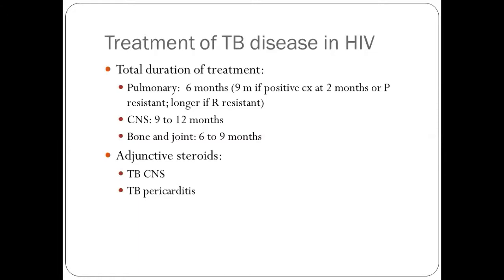Now, when we're dealing with a patient who has CNS tuberculosis, meningitis, we usually talk about 9 to 12 months. And if it's a bone and joint tuberculosis, we go up to 9 months. And the role of the steroids is really for tuberculosis in the CNS, as well as TB, or tuberculosis, pericarditis.